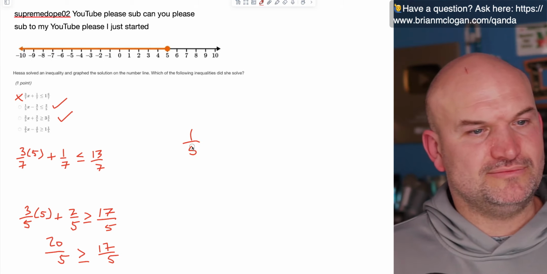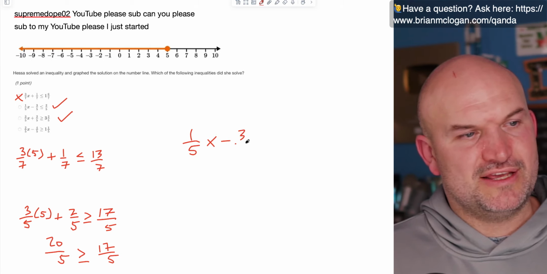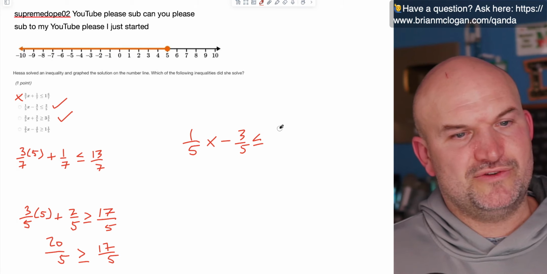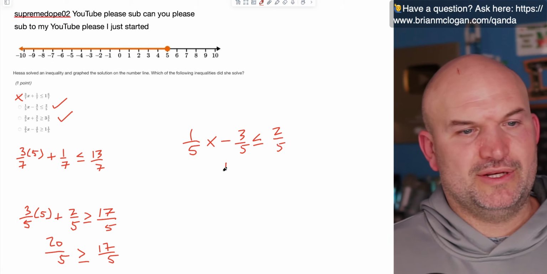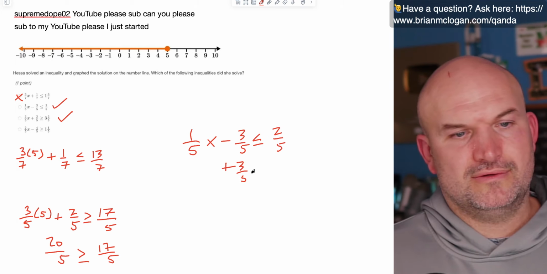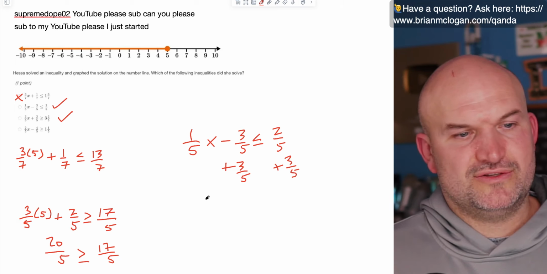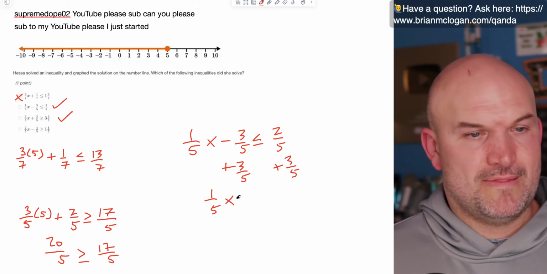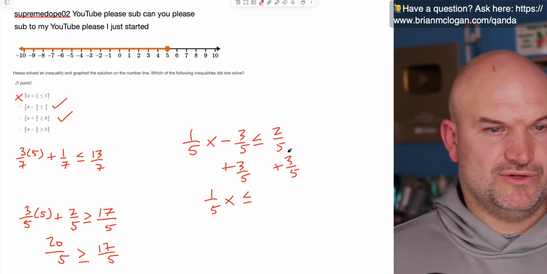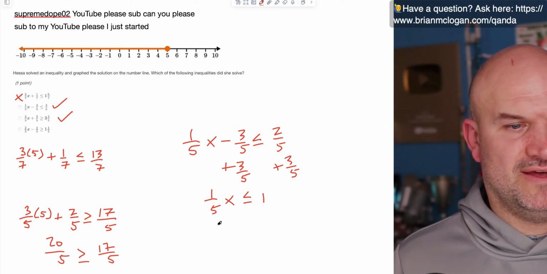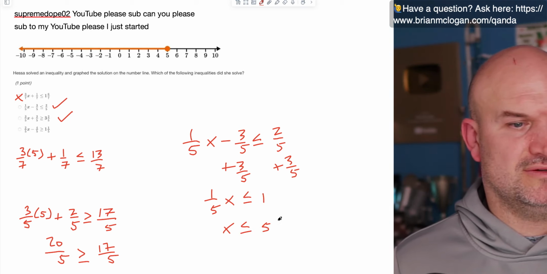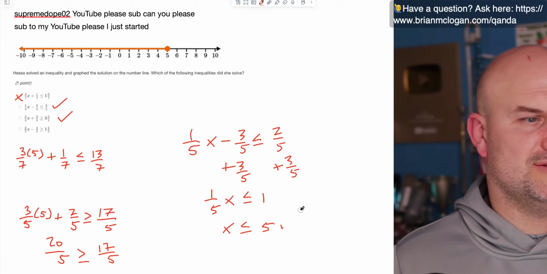So 1/5 x minus 3/5 is less than or equal to 2/5. All right, so what I'm going to do is add 3/5 to both sides. So I have 1/5 x is less than or equal to 1, and then x is less than or equal to 5. And there you go. Ding, ding, ding. So that's your answer.